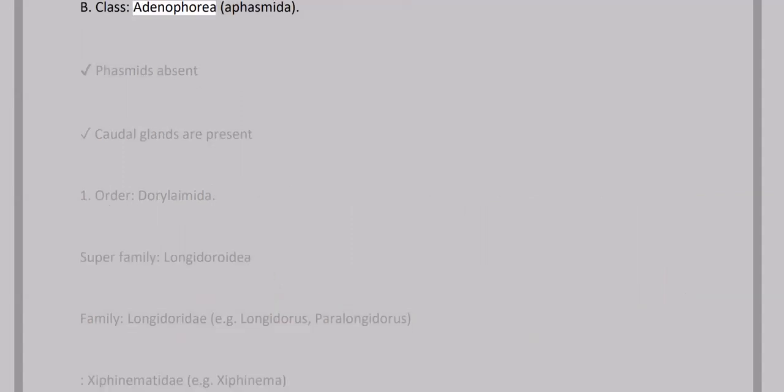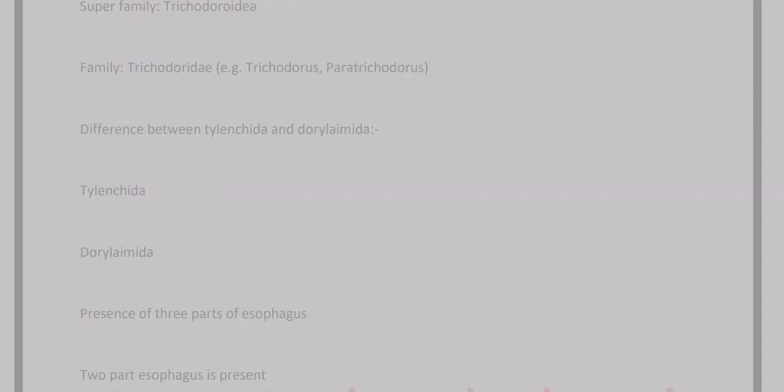Meloidogyne. B. Class Adenophorea, aphasmida: phasmids absent, caudal glands are present. 1. Order Dorylaimida. Superfamily Longidoroidea, family Longidoridae, e.g. Longidorus, Paralongidorus; Xiphinematidae, e.g. Xiphinema. Superfamily Trichodoroidea, family Trichodoridae, e.g. Trichodorus, Paratrichodorus.